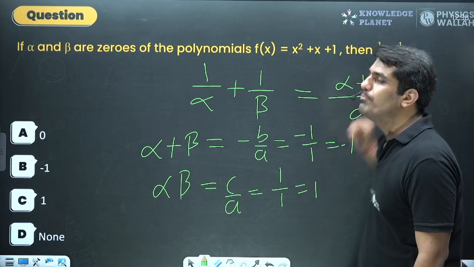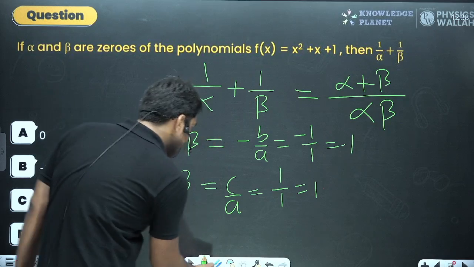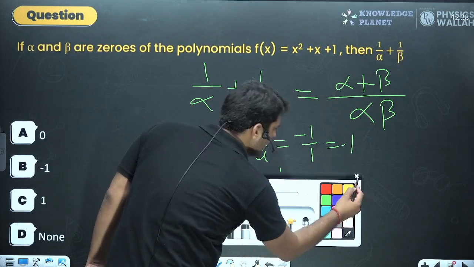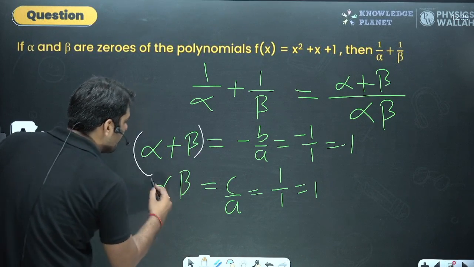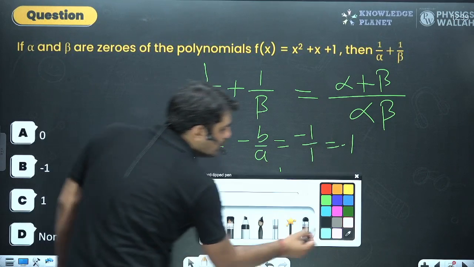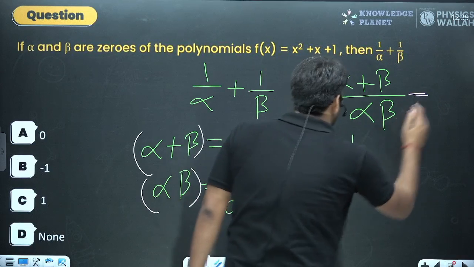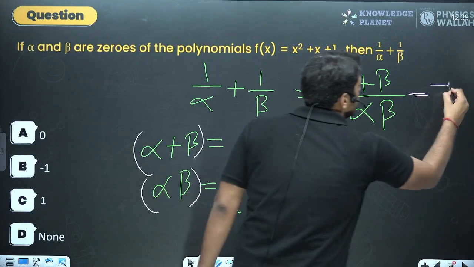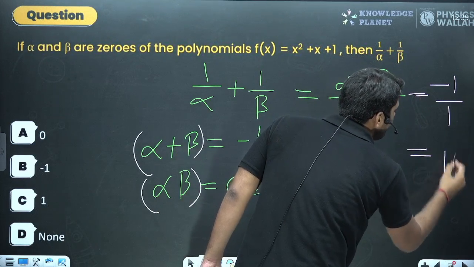From here I can put the values of alpha plus beta. I have found out this value over here. This value is minus 1. This value is 1. So putting up the values simply over here, this is alpha plus beta as minus 1 upon 1. This can be simply quoted as 1.